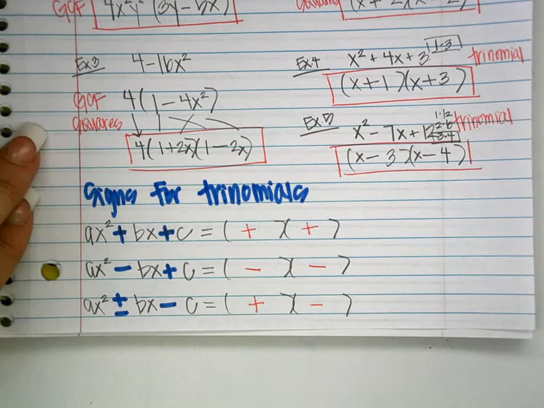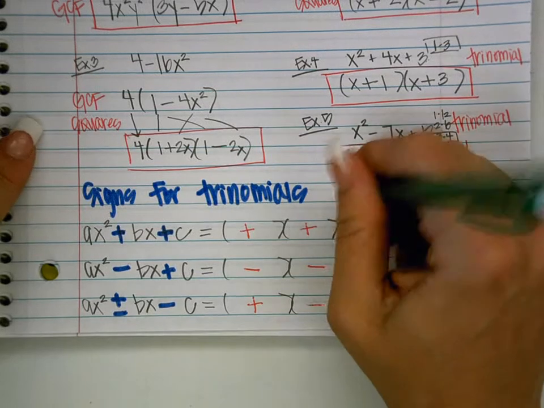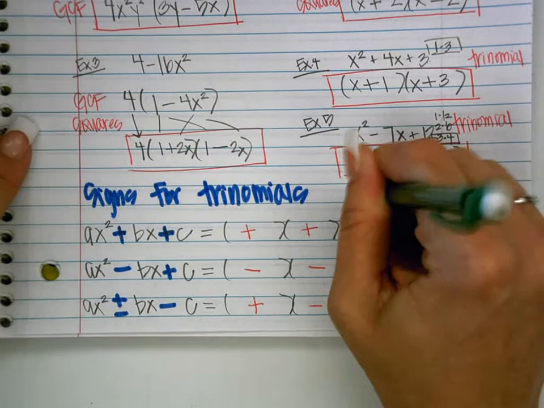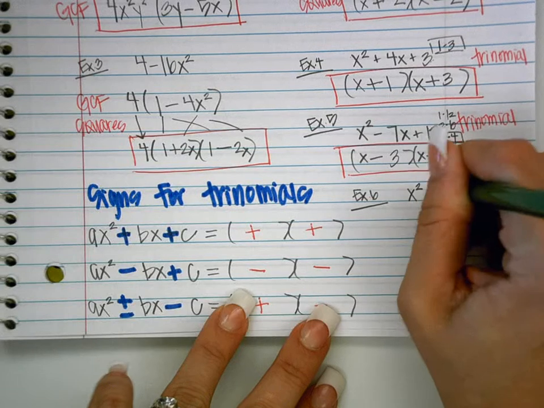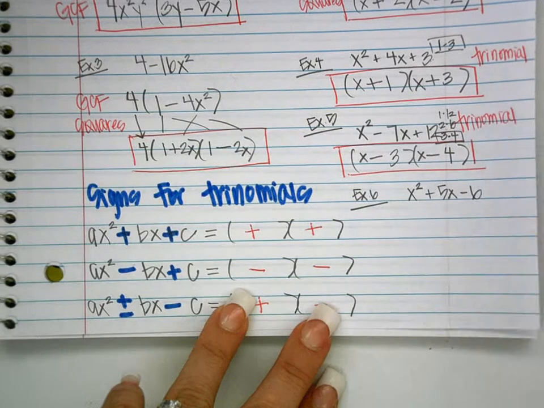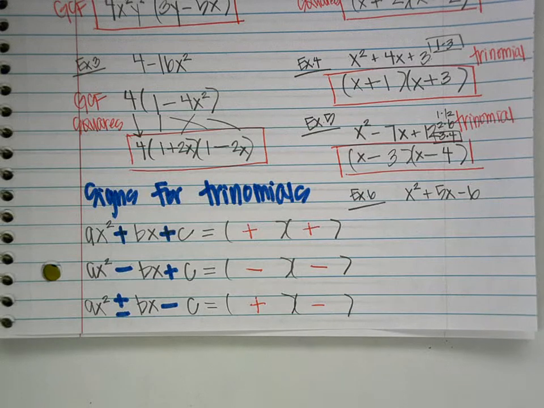Anybody have a question on how I did that? Okay, let's try one more trinomial. I would like you to factor completely x squared plus 5x minus 6. X squared plus 5x minus 6.